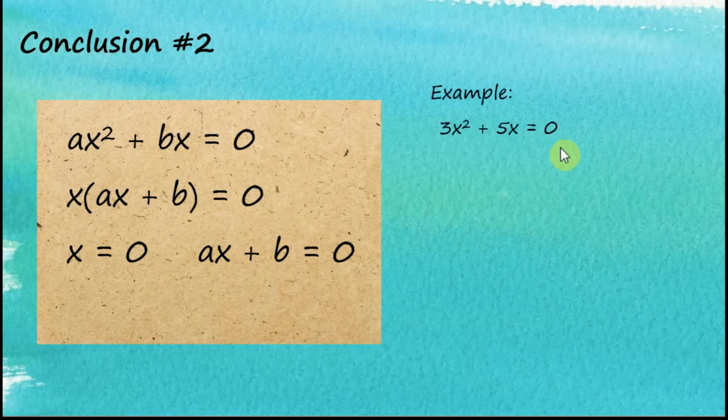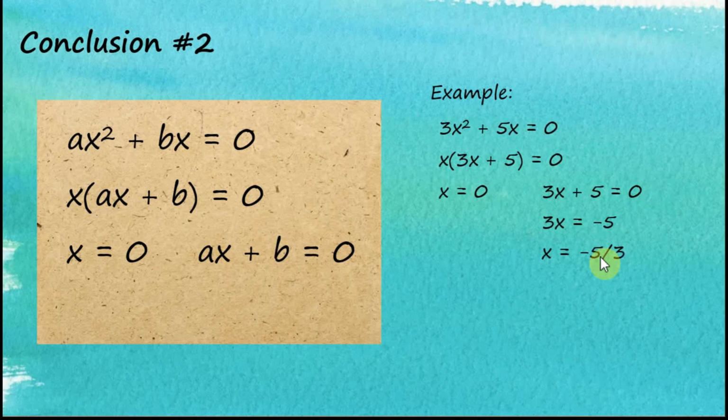Now let's see this example. 3x squared plus 5x equal to 0. We factorize x, so it becomes x bracket 3x plus 5 equal to 0. Then we can straight away get the answer x equal to 0 or 3x plus 5 equal to 0. If 3x plus 5 equal to 0, we shift this positive 5 to the right, and also we shift this 3 to the right, and the answer is x equal to negative 5 over 3. So the solution is x equal to 0 or negative 5 over 3.